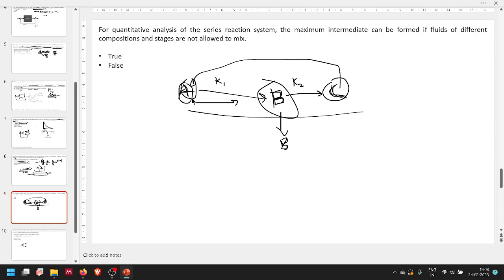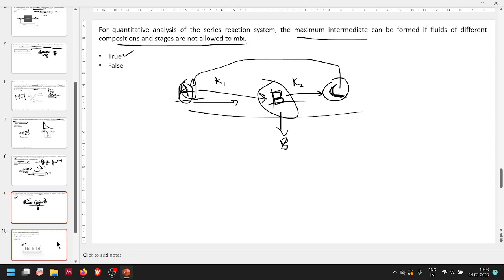Because of this, it is suitable that A is given the initial conditions for its consumption to form B, and that's why it is true that if compositions and stages are not allowed to mix, we can have the maximum amount of intermediate. The initial conditions to form B might be different for A, and if the C stream is interfering with A, this might cause hindrance to form B.